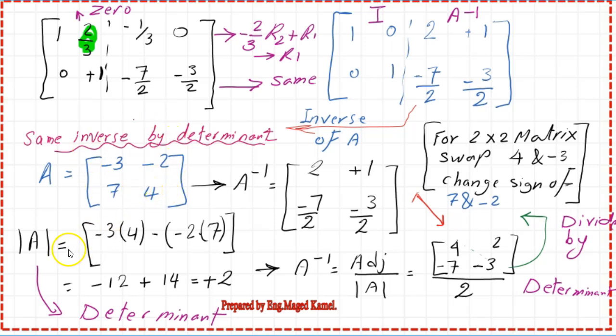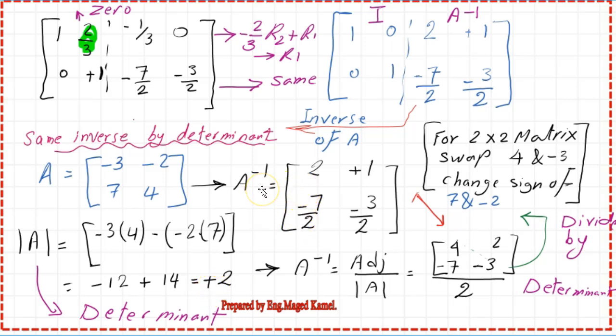What is the determinant value? We'll multiply minus 3 by 4, minus the multiplication of minus 2 by 7. So we have minus 12 plus 14, we have plus 2. We are going to divide all the elements by plus 2.